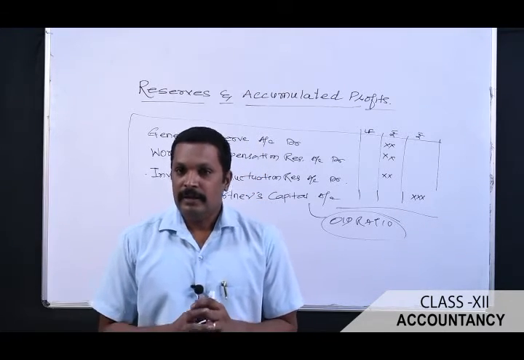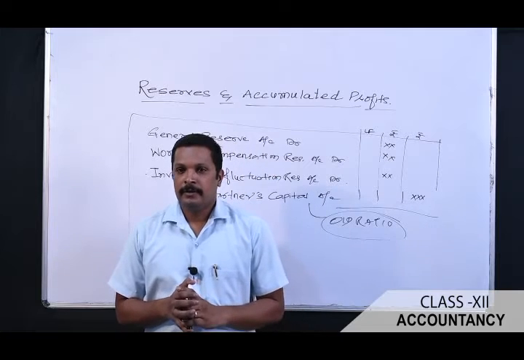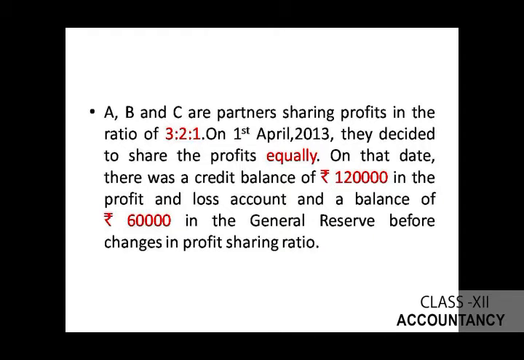Let's solve the problem. Here I read the problem. A, B, and C are partners sharing profits in the ratio of 3:2:1. On 1st April 2013, they decided to share profits equally. On that date, there was a credit balance in the profit and loss account and a balance of 60,000 in general reserve before changes in profit sharing ratio.